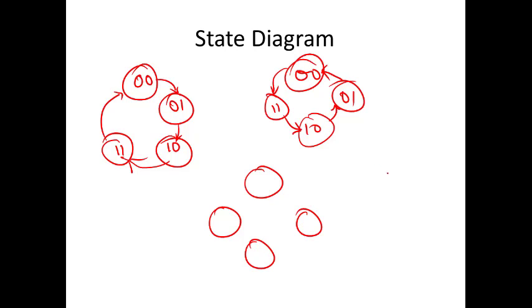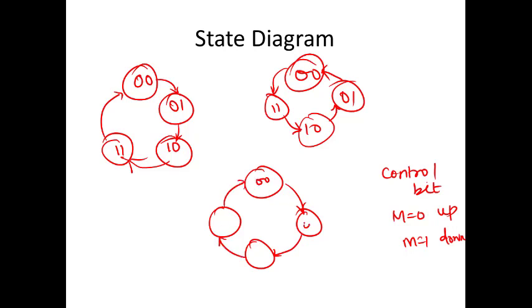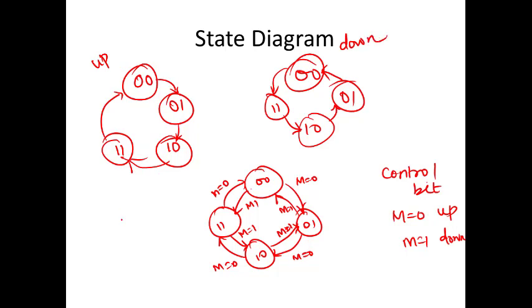We need one control bit, the mode control bit. For M equal to 0, let it be an up counter. For M equal to 1, let it be a down counter. So now your transitions will be like this for the up counter: 00, 01, 10, 11. And for your down counter, your transitions will be like this. So for M equal to 0, it will act as an up counter, and for M equal to 1, it will act as a down counter. So this is up, this is down, and this is the up-down counter. This is all about your state diagram.